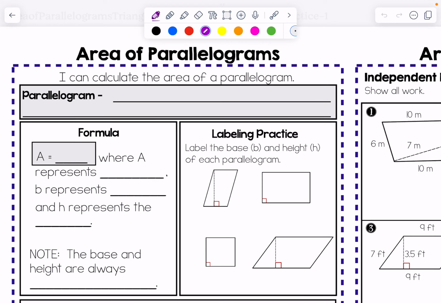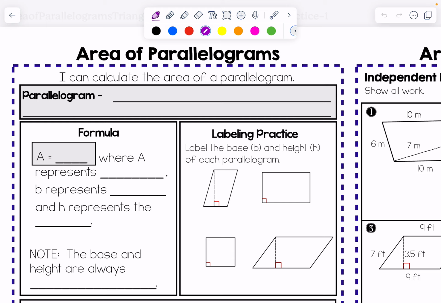Hi, seventh graders. We are going to talk about area of parallelograms and triangles today. You may have actually learned about the area of parallelograms and triangles in elementary school, so this is just going to be a review to get everyone back on the same page.